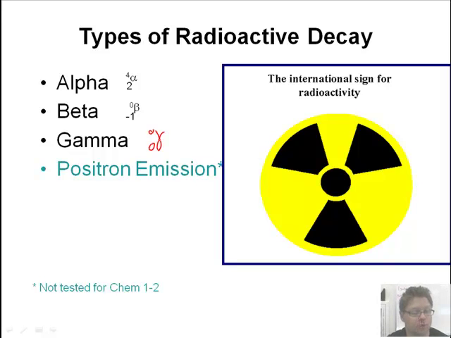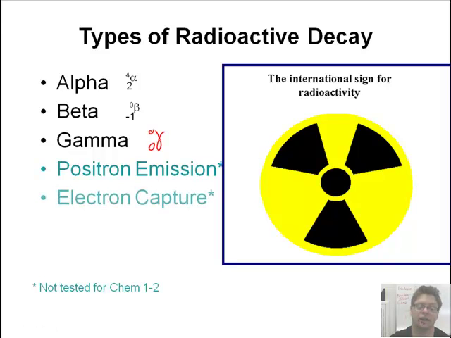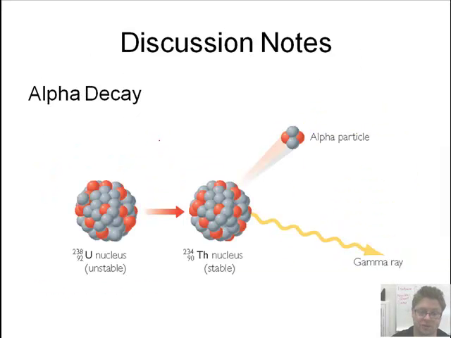Positron emission, we won't be looking and testing on that in Chem 1-2, but we will look at how that works, and electron capture as well. These are all called radioactive decay processes.